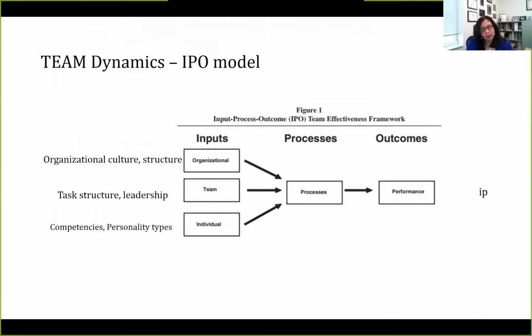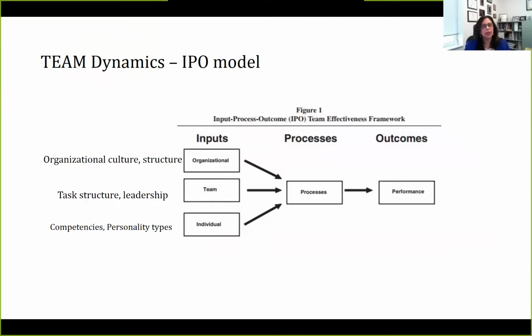Now, I just wanted to start with the IPO model. Again, if you look at the organizational psychology, there are tons of literature on it, but this is basically an old one by McGrath, an industrial psychologist. This just gives a framework of what a team dynamic model is: you have an input, process, and outcome.